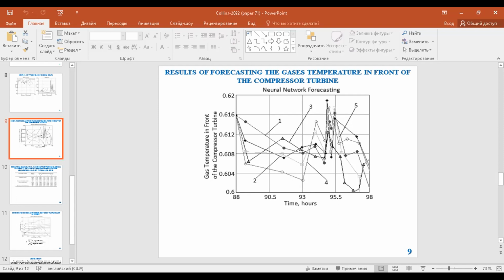Two, the value of the gas temperature in front of the compressor turbine calculated using a neural network. Three, the value calculated on the basis of the moving average methods. Four, the value calculated using the exponential smoothing method. Five, the value calculated using the least squares method.